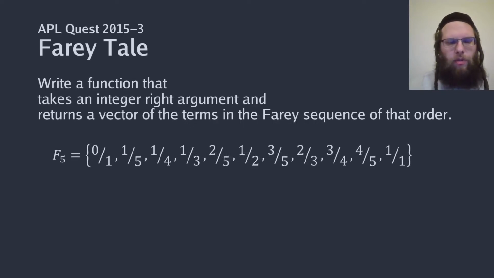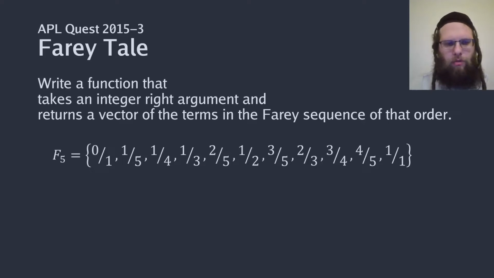Today's quest is the third from the 2015 round of the APL problem solving competition. We are to generate the Farey sequence of order n. The Farey sequence is the sequence of fully reduced fractions from 0 to 1, where these fractions only consist of numerators and denominators that are between 0 and n. And they have to be given in ascending order by their value. And so we can see here an example for n equals 5.